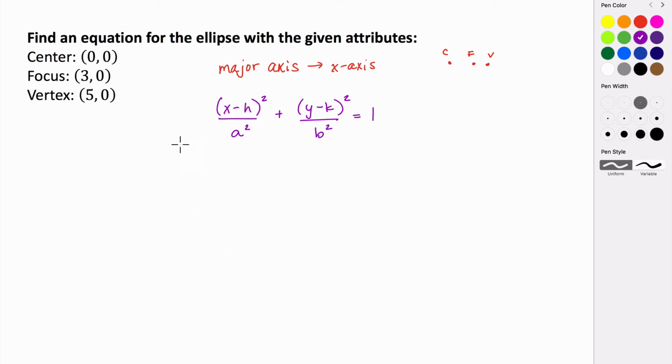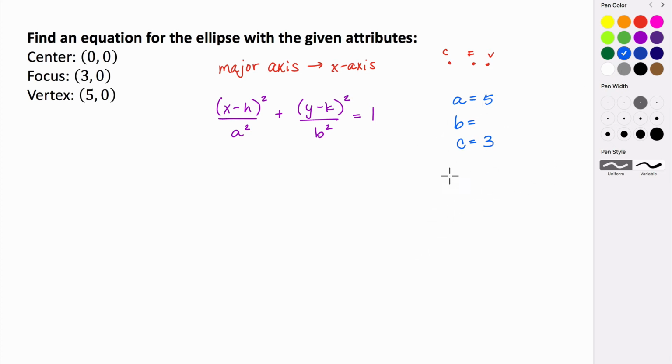So let's go ahead and figure out what we know and what we need to find in order to write our equation. We know that the distance from the center to the vertex, that value we call a. The distance from the center to the vertex is 5 units, because this is (0, 0) to (5, 0). So the value of a is 5. The value of b is the distance from the center to our minor axis vertex, but we don't have any information about that yet, so we're going to have to find that. And then the distance from the center to our focus, that value is c, and we know that distance is 3, because we're going from (0, 0) to (3, 0). We need to find b.